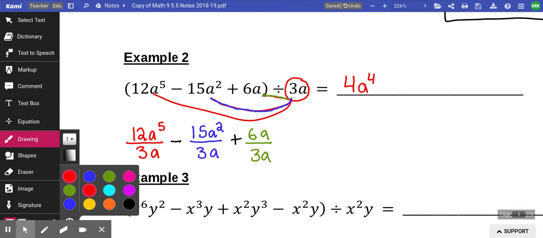We subtract exponents. The middle, the blue one, numbers with numbers. 15 divided by 3 is 5. A squared divided by a is a to the power of 1. And we don't write a to the power of 1. We just put a. We assume that the exponent is 1 if we don't put anything. The last one is now a plus symbol. 6 divided by 3 is 2. A divided by a cancels out, or 1 minus 1 is 0. A to the power of 0, we don't write.